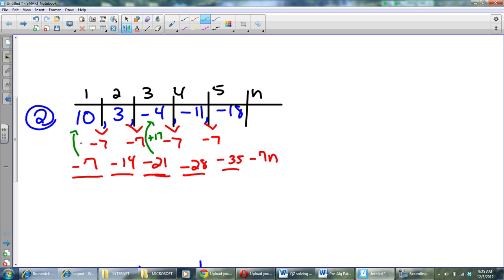If I have 7 negatives and 17 positives, won't I be left with 10 positives? Negative 14 plus 17, well, I know that 17 minus 14 is 3. Yeah, I've got a negative 14 and a positive 17. There we go. All right, so it looks like I'm adding 17. So my solution is going to be negative 7n plus 17. And there you go.